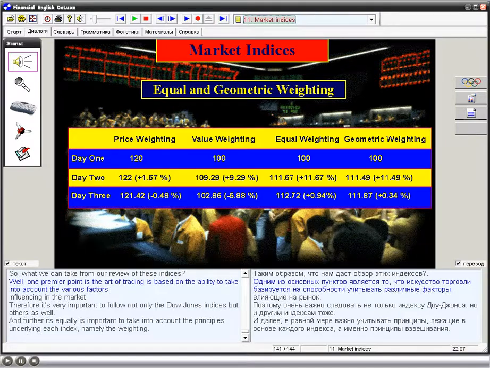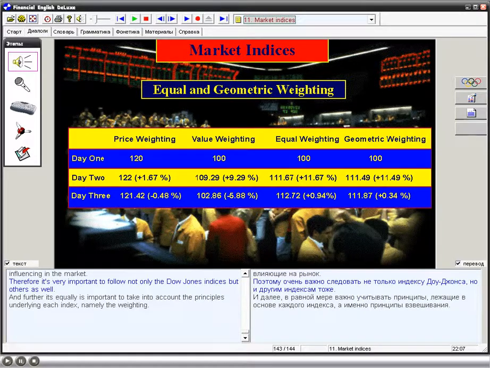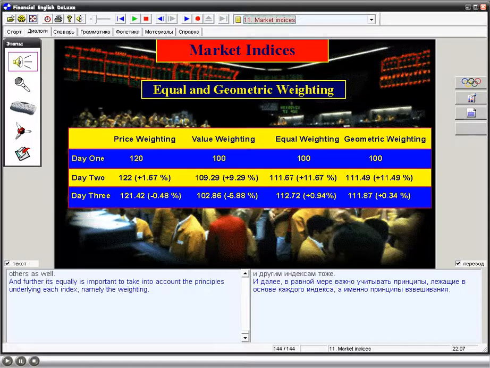So, what can we take away from our review of these indices? Well, one primary point. The art of trading is based on the ability to take into account the various factors influencing the market. Therefore, it's very important to follow not only the Dow Jones indices, but others as well. And further, it's equally as important to take into account the principles underlying each index, namely the weighting.